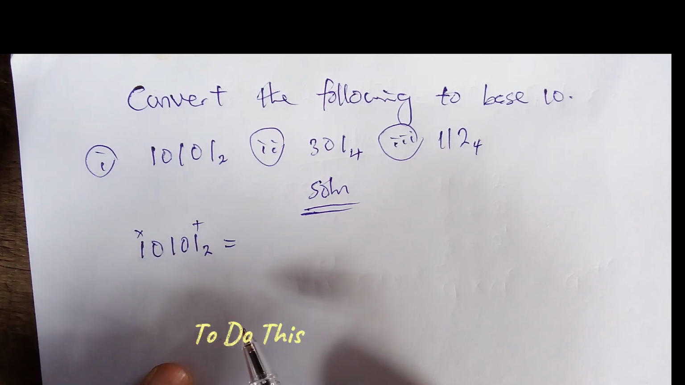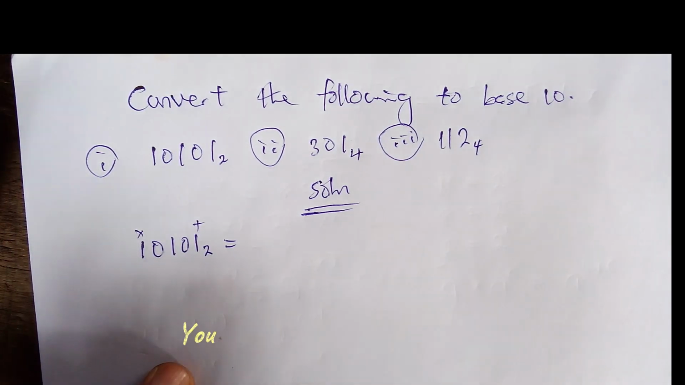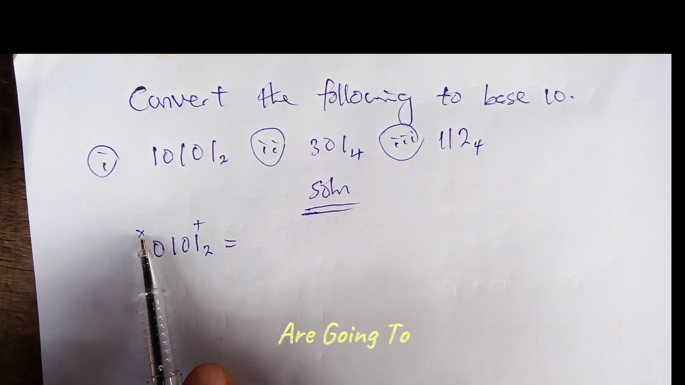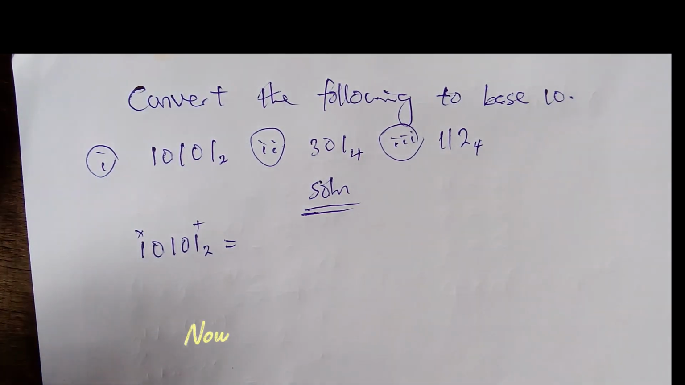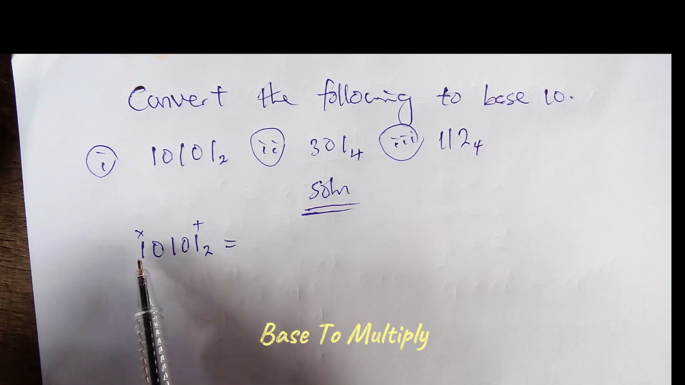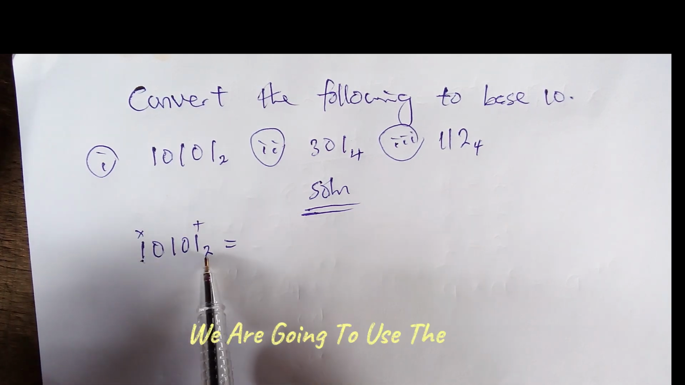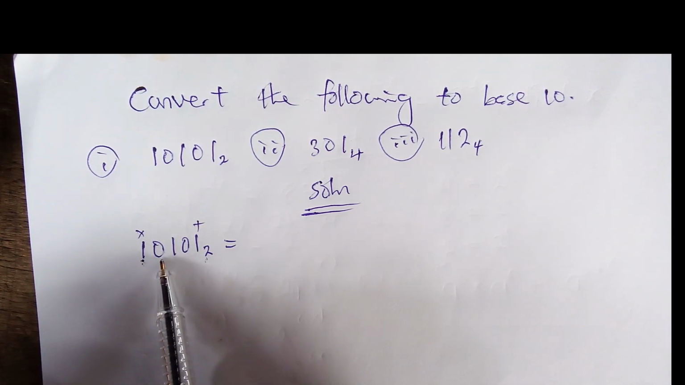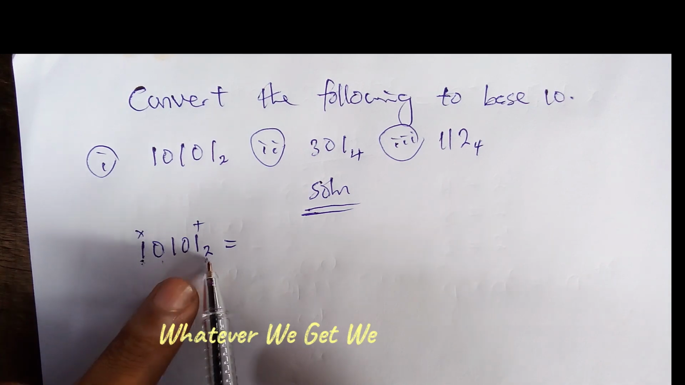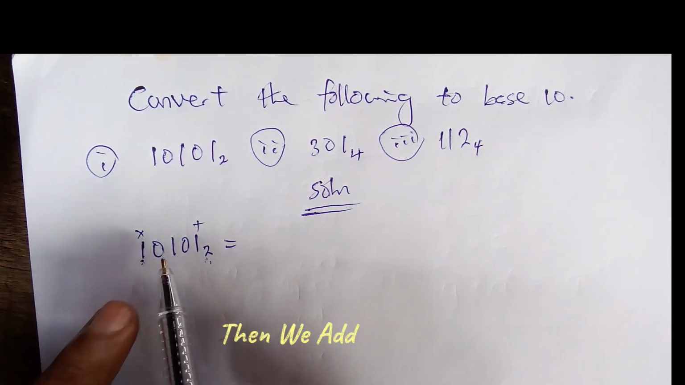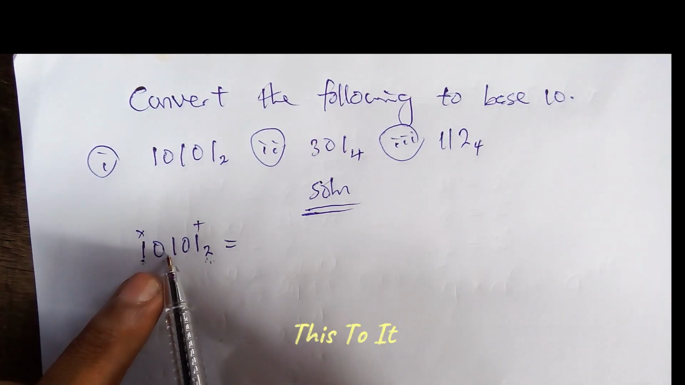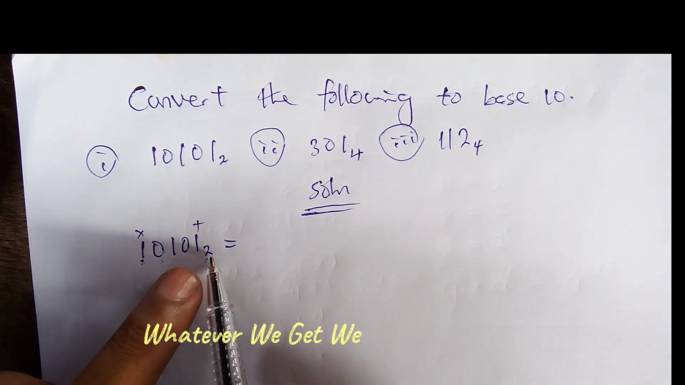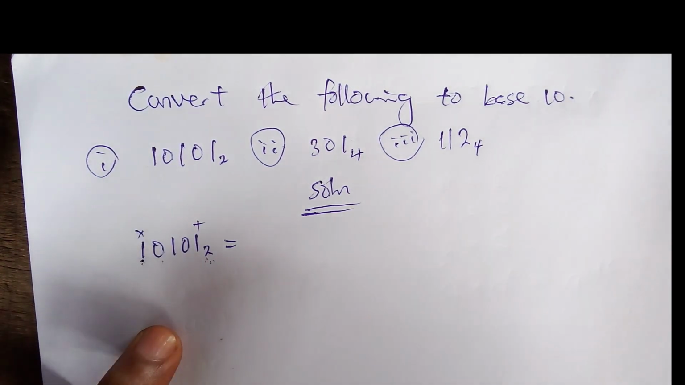To do this in under 10 seconds, you will need to note that you are going to start with multiplication and end with addition. We use the base to multiply this. We add this to it. Whatever we get, we multiply again. Then we add this to it. Whatever we get, we multiply. We add this to it. Whatever we get, we multiply. Then we add this to it.